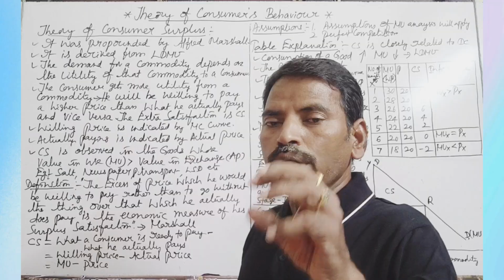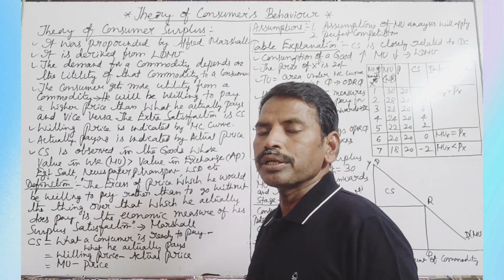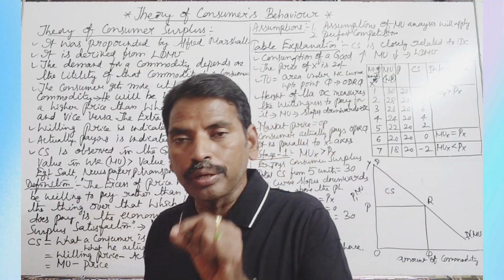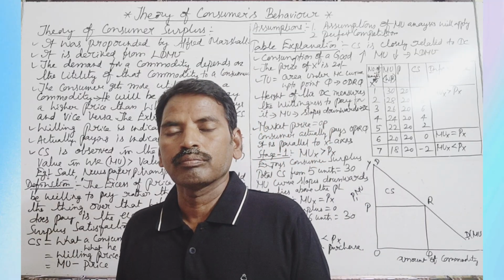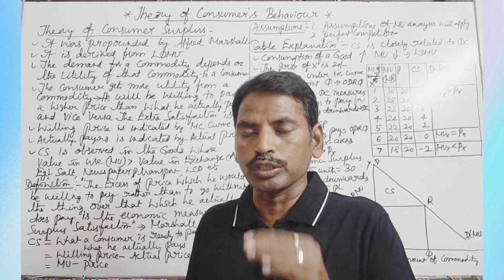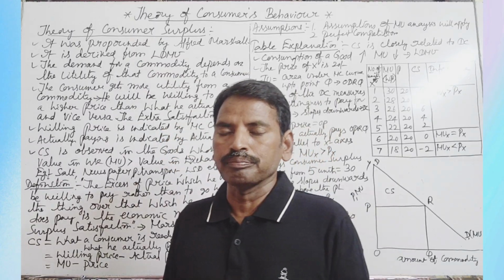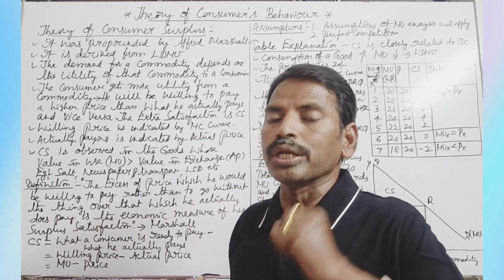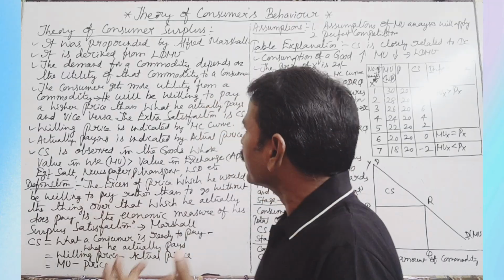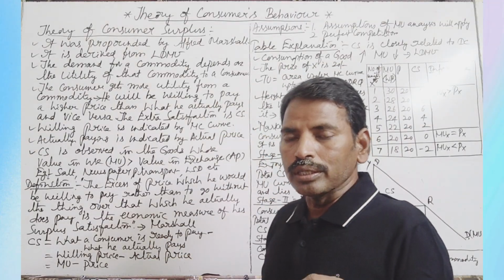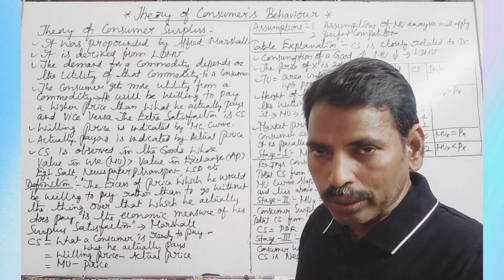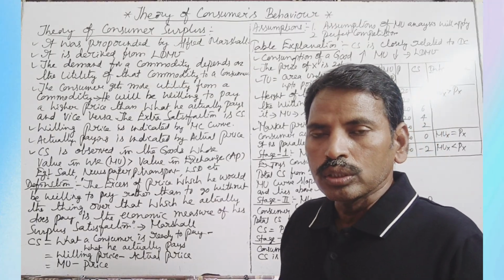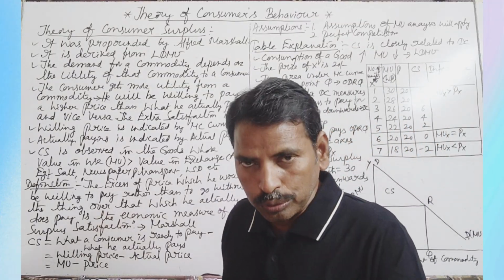First of all, what is the introduction to the theory of consumer surplus? The theory of consumer surplus was propounded by Alfred Marshall. It is derived from the law of diminishing marginal utility. The demand for a commodity depends on the utility of that commodity to a consumer.